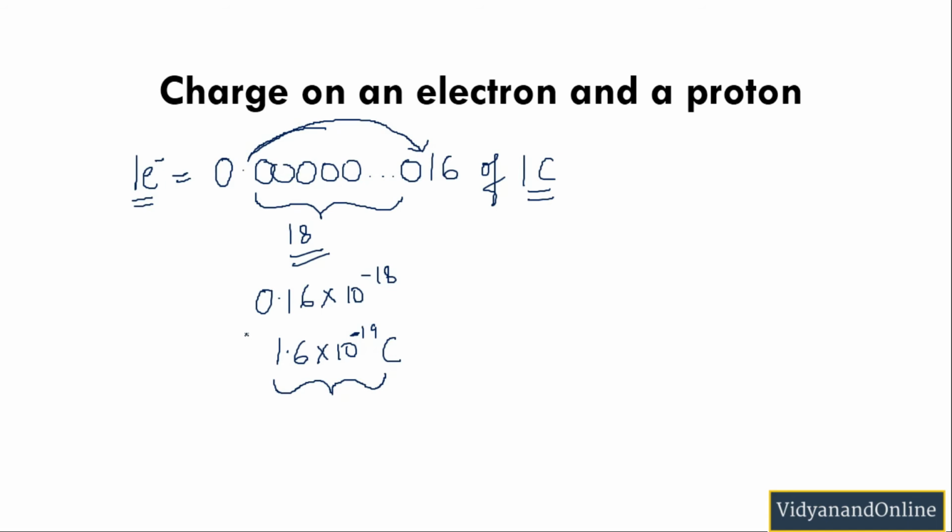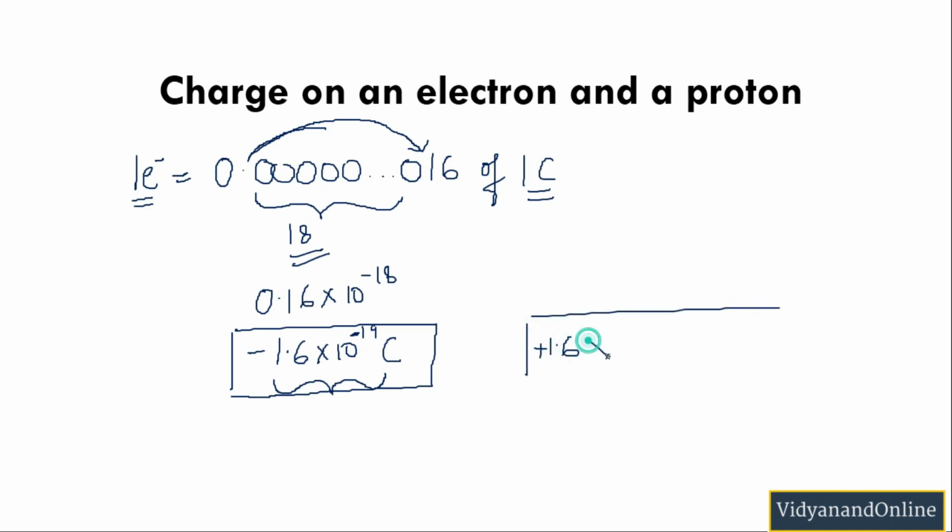So what do you think? How many electrons would be required in order to make 1 Coulomb of charge? It would be very high. So a large number of electrons constitute 1 Coulomb of charge. So since it is an electron, that is why we will put a negative sign here. So 1 electron has minus 1.6 into 10 to the power minus 19 Coulomb of charge. And we know that the charge on an electron is equal to the charge on a proton. So the charge on a proton will be plus 1.6 into 10 to the power minus 19 Coulomb.